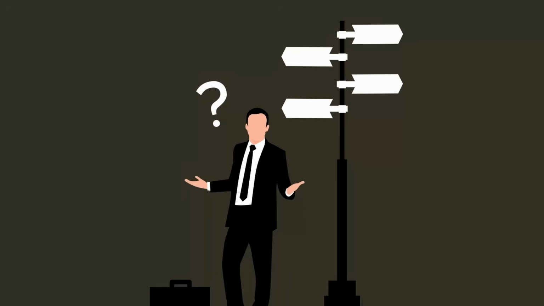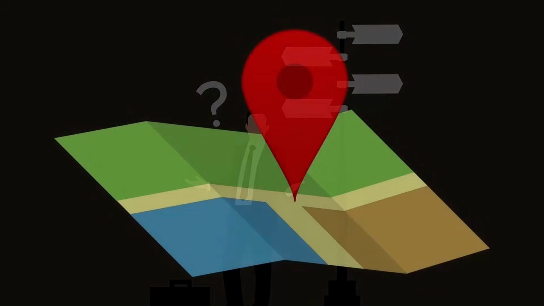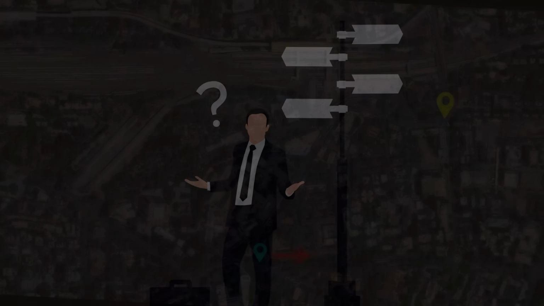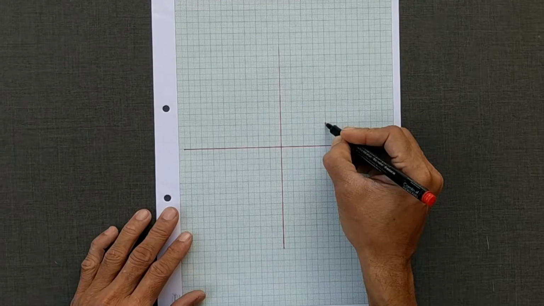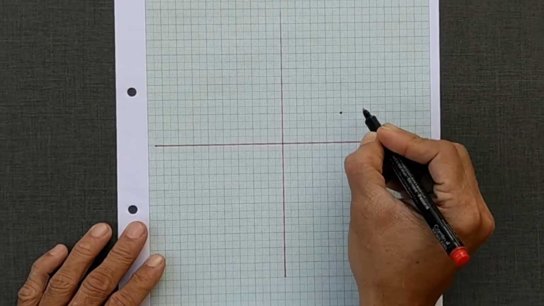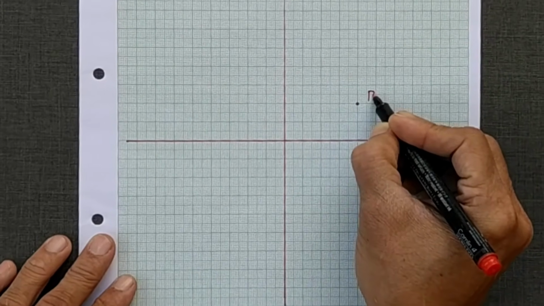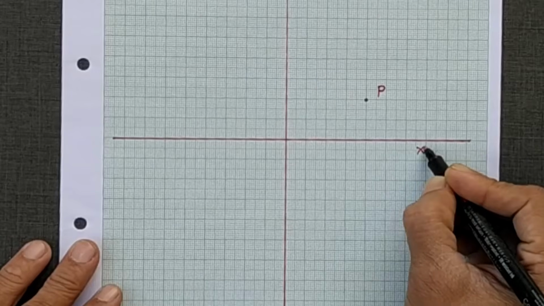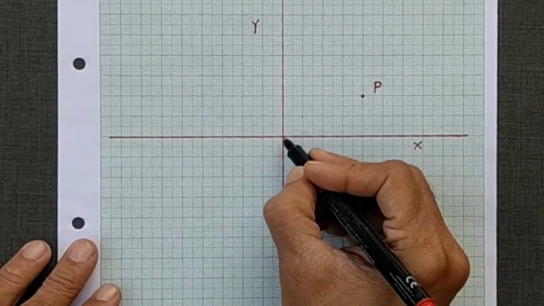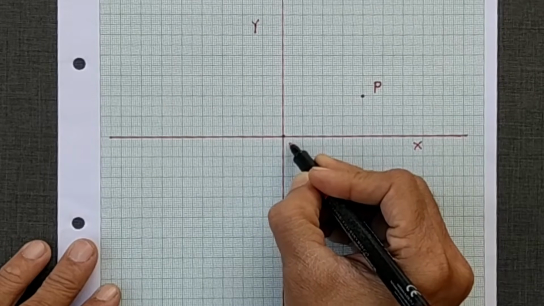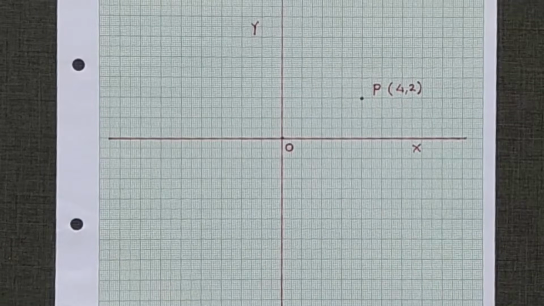Now let us look at the coordinate system. We use directions while telling somebody a route to a particular location, like go 2 km east and then 1 km north. On the graph paper, we can define a point P situated at 4, 2. This is x-axis and this one y-axis. O is the origin where these two axes meet. This is also known as Cartesian coordinate system.